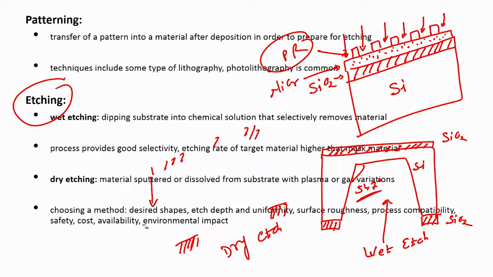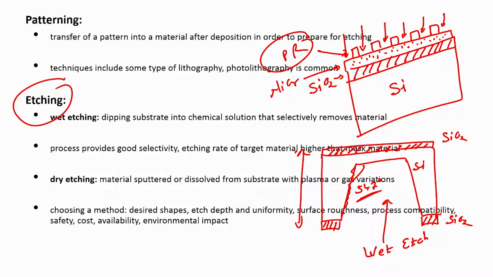Then the second is etch depth. If I want to etch, let us say, 400 microns out of a 500 micron silicon wafer, and with uniformity, what kind of process should I use? Should I select wet etching or dry etching? Next is the surface roughness. The roughness of this wall is very important in a lot of applications. So, what is the surface roughness of this wall?